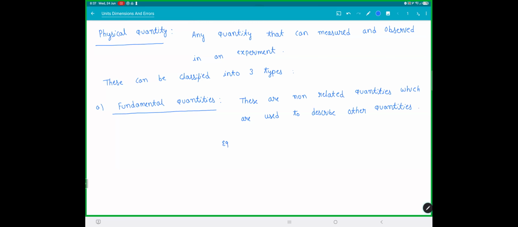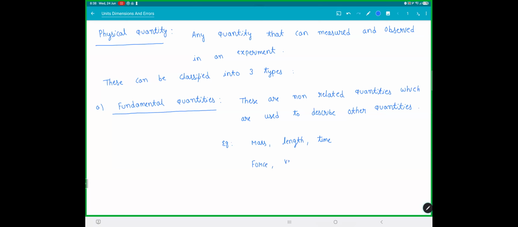Example. Now, this is something completely man-made. There is nothing like a fundamental quantity in the universe. Any quantity could be fundamental. The only condition is they should not be related to each other. For example, mass, length, and time. Now, what do you mean by not related to each other? If you take any two of them, you should not be able to get a third one using the other two. I'll show you an example.